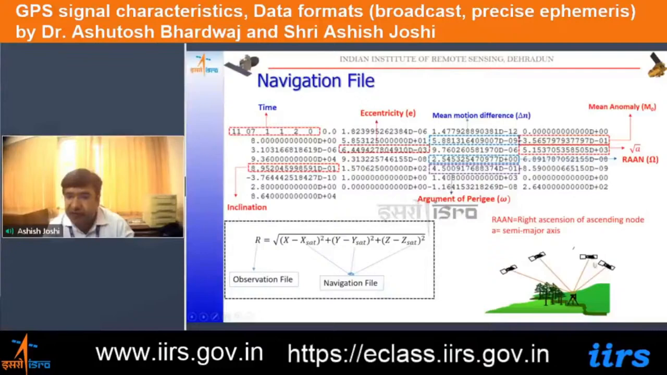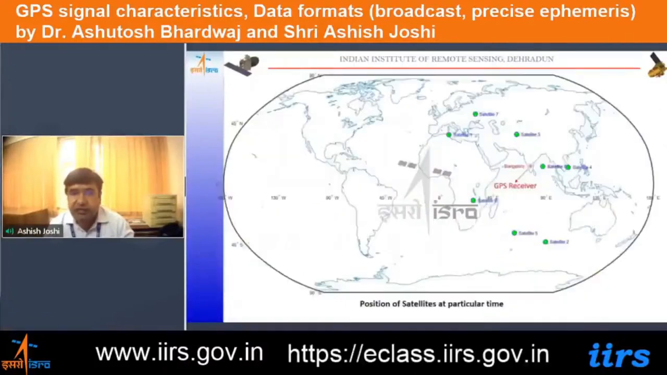If we have 4 points, they are used to solve this equation and derive the xyz position of a GPS receiver. So these are some concepts of the navigation file and the observation file. From that RINEX format, we have derived the satellite positions. We got the data from a Bangalore GPS receiver, so we have these satellite positions.